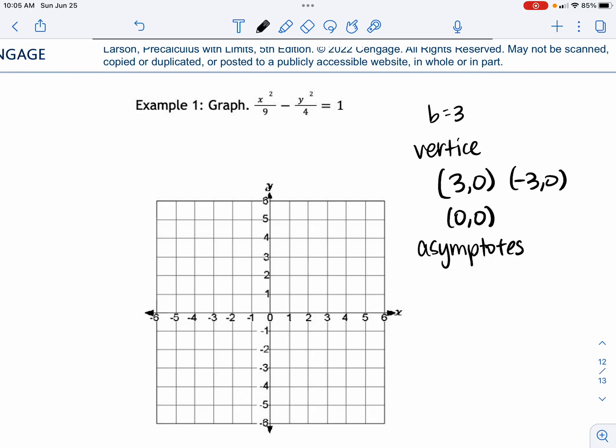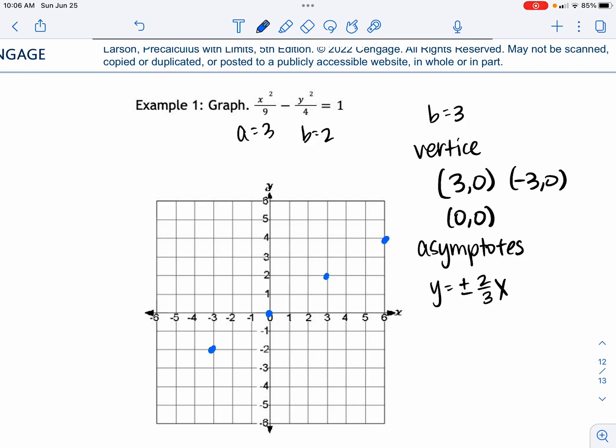Going back up here, my a is 3, my b is square root of 4, which is 2. So as I do my asymptotes, they're going to be plus or minus b over a. So 2 over 3 x. So I'm going to go on and graph those. I can graph positive 2 over 3 x and negative 2 over 3 x. So I'm going to start with my asymptotes. I'll do the positive one first. So my y-intercept is 0. My slope is 2/3, up 2 over 3.